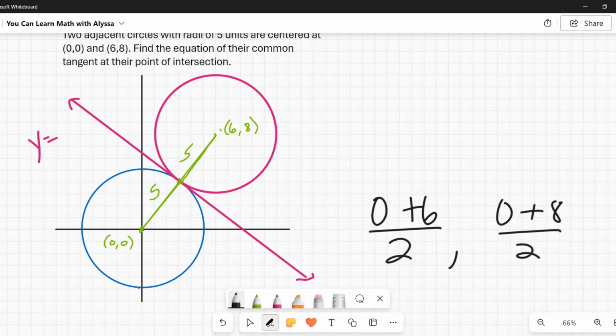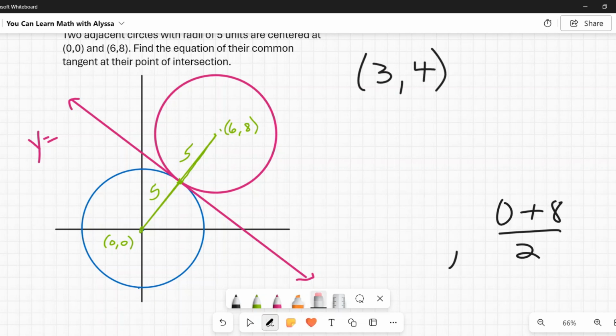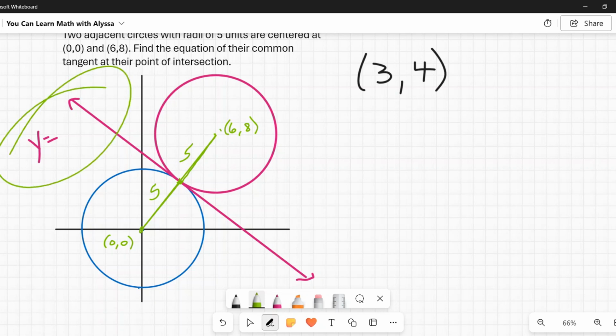So 0 plus 6 is 6, divided by 2 is 3. And for our y, 0 plus 8 is 8, divided by 2 is 4. So our midpoint is (3, 4). Okay, now that's important. I now know that this point is the point of intersection, but it's also a point on that line. That will come into play later. Okay, now what else do I need to know? I know a point on the line.